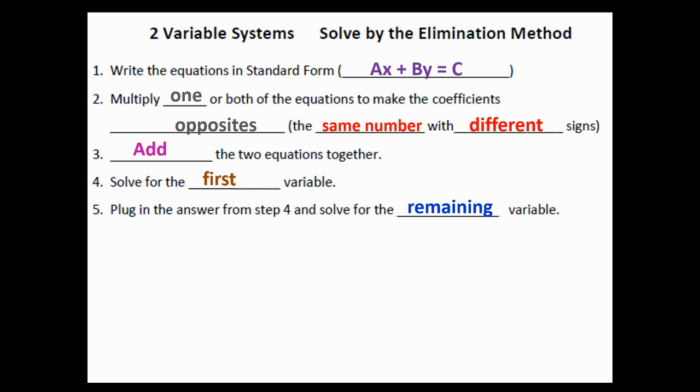Okay, we're going to start at step 3 today when we do our problems. We're going to add the two equations together. We're going to solve for the first variable, and we're going to take that answer, plug in the answer from step 4, and solve for the remaining variable. So what does that mean? Solve for the first variable, then solve for the remaining variable.